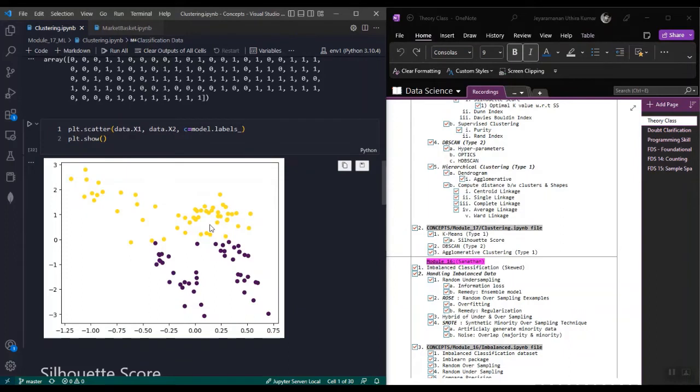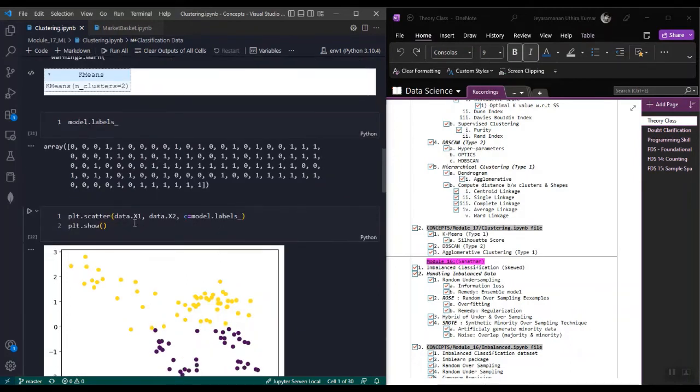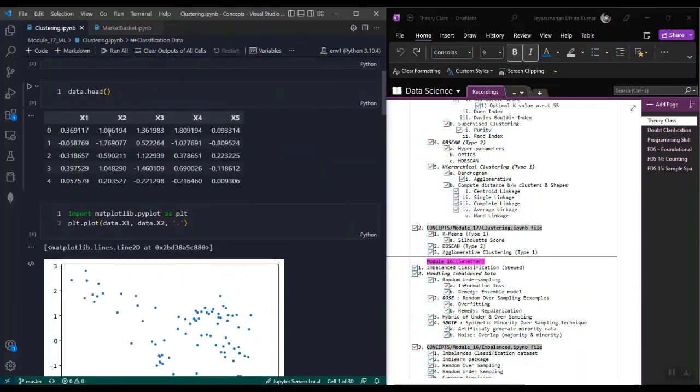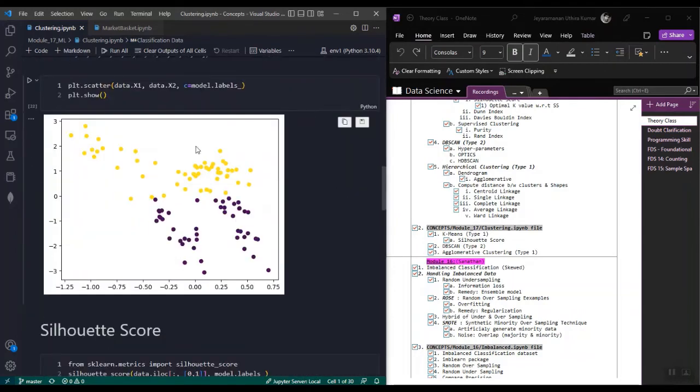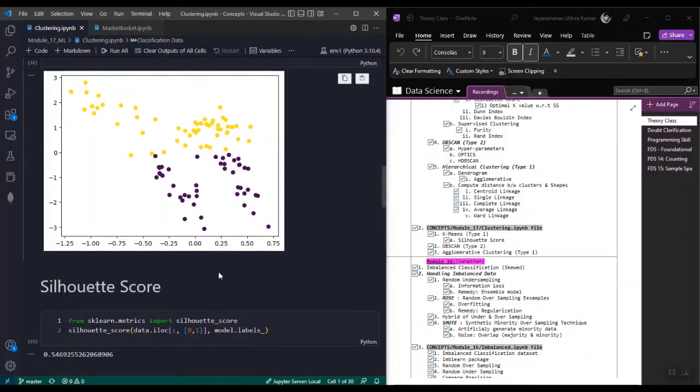If you plot this data set from the model labels, the data x1 and x2 are the only two variables. Same way here also, only two variables, x1 and x2. So for this you can see the labels, and this is how it's classified. So let's find how good this classification is.